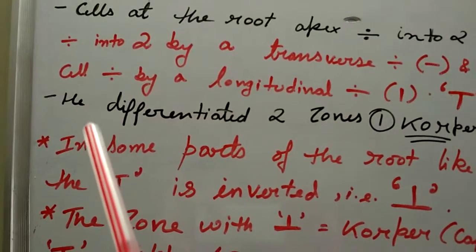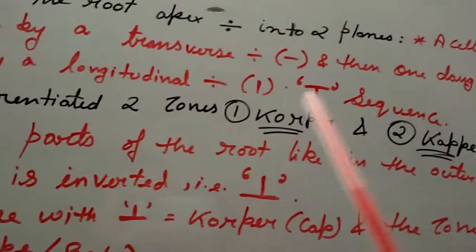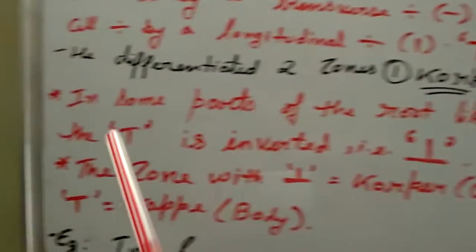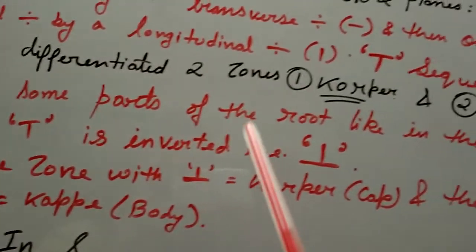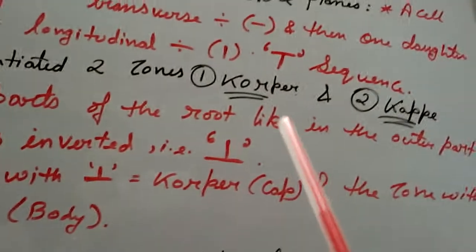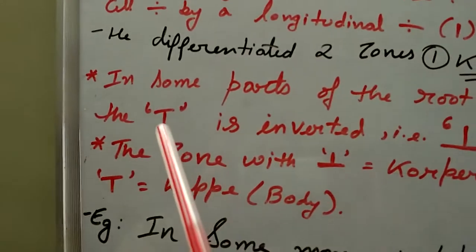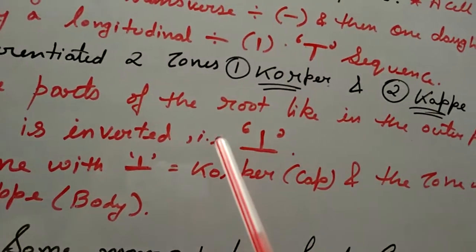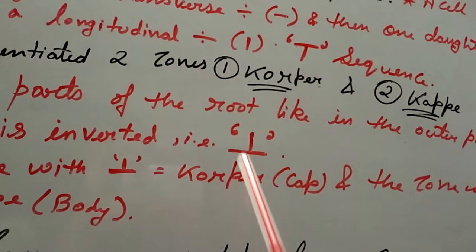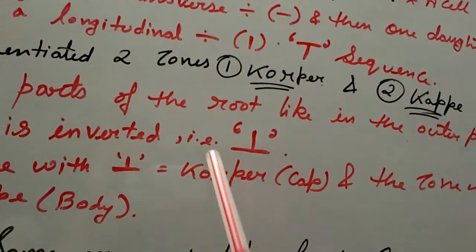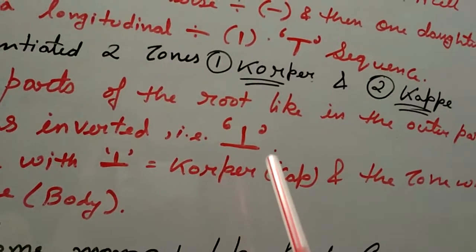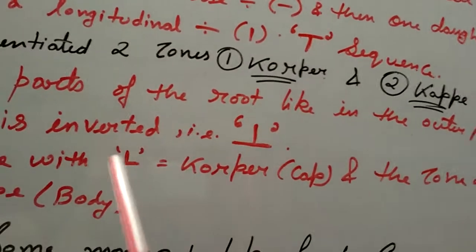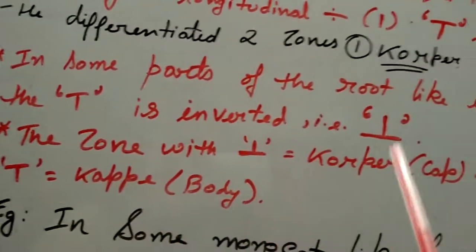The scientist Schmidt differentiated two zones according to this sequence, which were corpus and tunica. But in some parts of the plant or parts of the root, like in the outer part, this T is inverted, which is basically like this. So the division occurs like this: first a horizontal division, then one of the lower daughter cells divides longitudinally to give an inverted T-shaped structure.